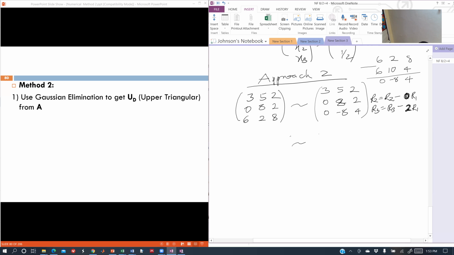Then the next stage is equivalent to, now my pivot is the positive 8 here. My pivot is this guy, this positive 8. So I have 3, 5, 2, 0, 8, 2.